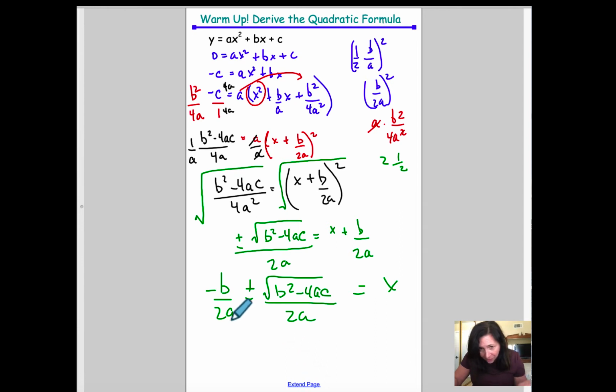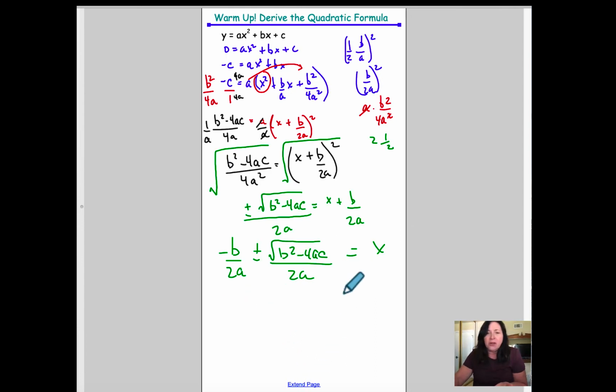And then my last step, because they both have the same denominator, is I'm actually just going to combine them. And I get x equals negative b plus or minus the square root of b squared minus 4ac. I didn't give myself enough room. Darn it. Okay, so negative b plus or minus the square root of b squared minus 4ac all over 2a is equal to x. Right on. How's that?